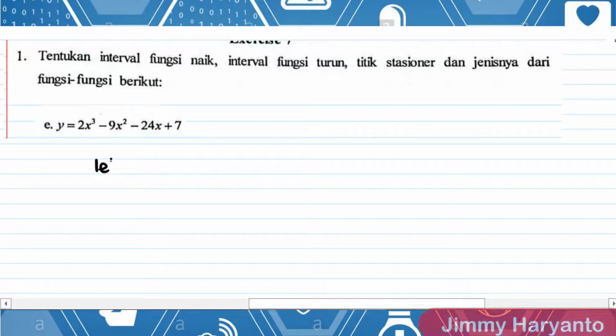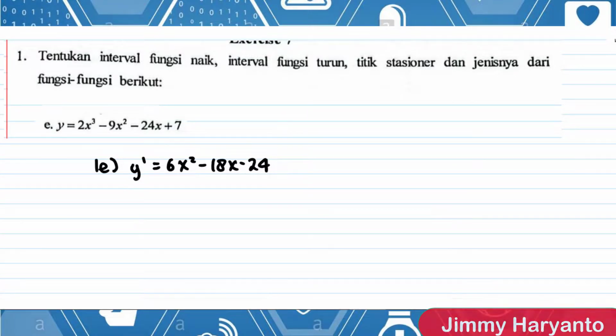For 1e, I have to find the y-axis, of course. It will be 6x squared minus 18x minus 24. And then for this one, it will be a little bit complicated if you use the formula f(x) greater than 0 or less than 0. You will have two calculations. So to solve this quickly, you have to find the value of x first by making the y-axis equals to 0.